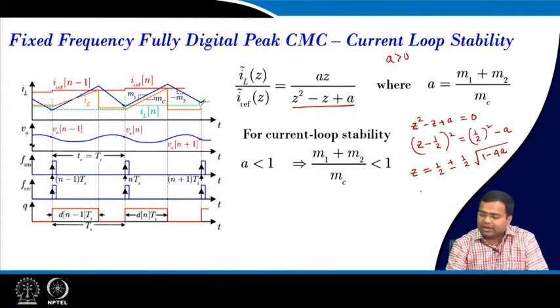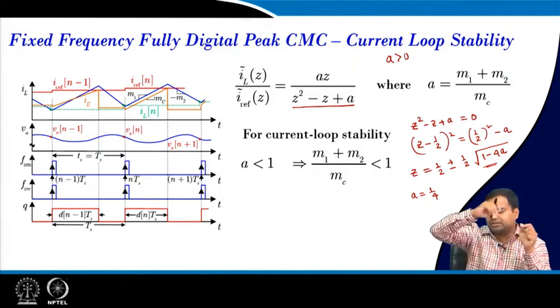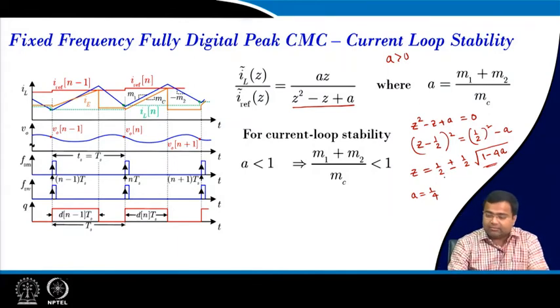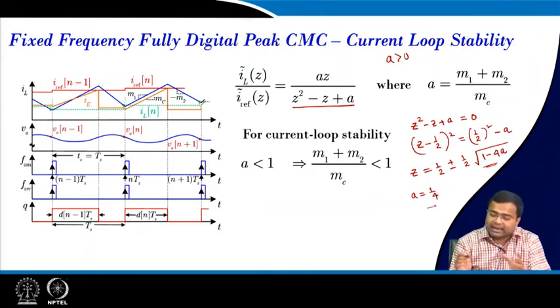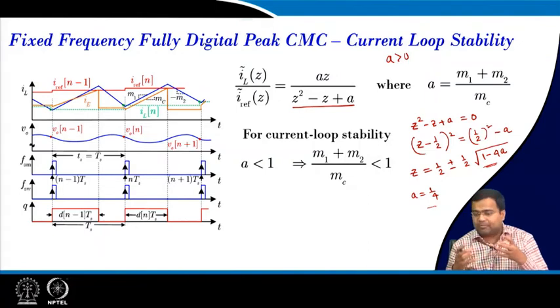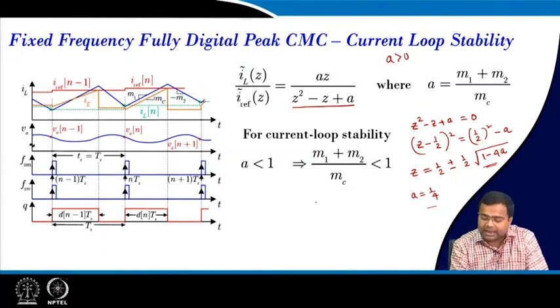But since A is greater than 0, if you keep on increasing A, and when A becomes 1/4, then this term will be 0, so it will be half. That means if you draw the root locus, you will find the roots are slowly coming inside the unit circle and they will be exactly identical when a equal to 1 by 4. Then again, if you keep on increasing the value of a, they will be different again, so for a greater than 1/4, you will get complex conjugate roots.